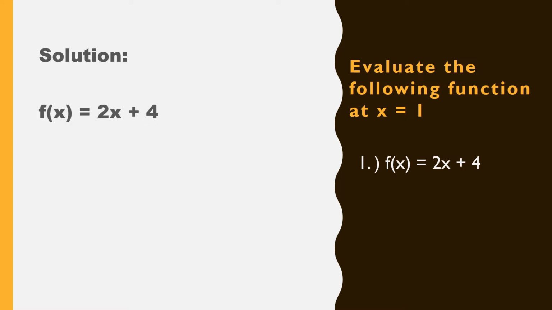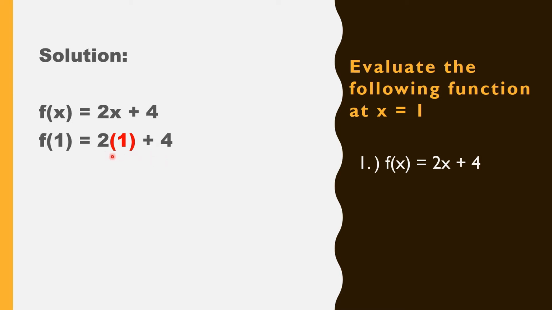First, we will copy the function f of x equals 2x plus 4. And then substitute x with 1. So this becomes f of 1 equals 2 times 1 plus 4. Okay, so as you can see, atong i-replace an x with 1. Copy 2, replace x with 1, copy plus 4.